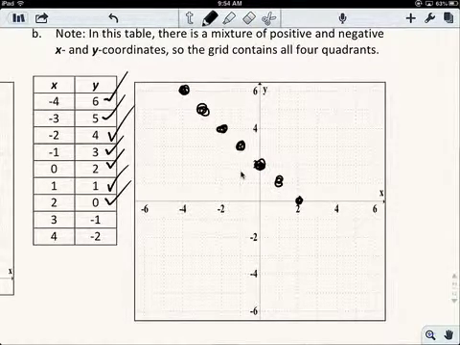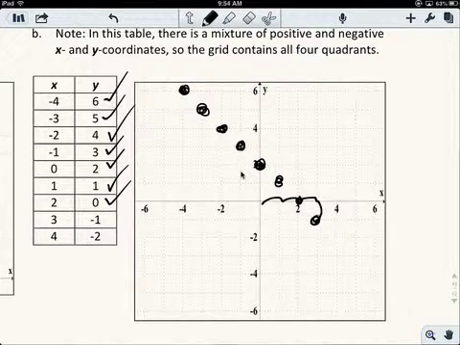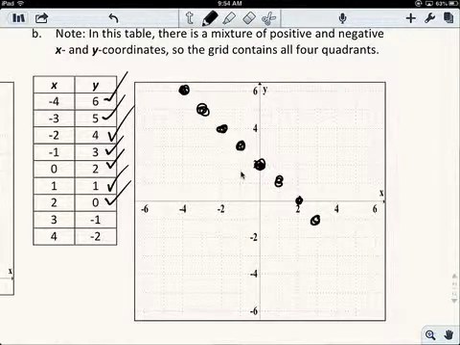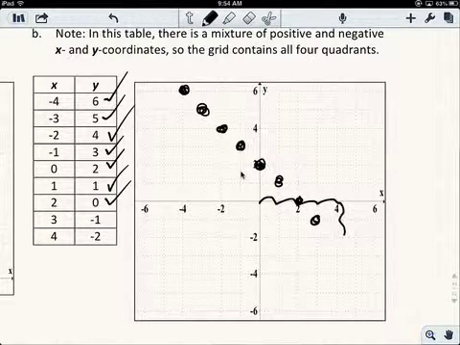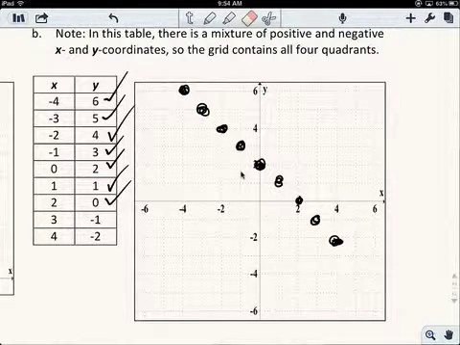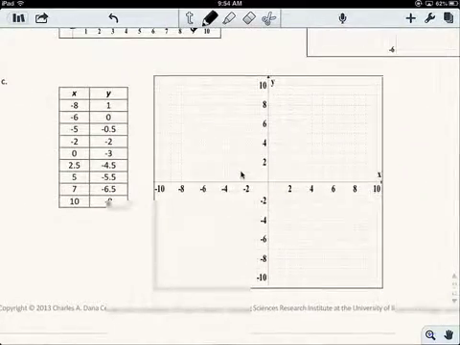All right, now 3, comma negative 1, that's to the right 3, down 1, 1, 2, 3, down 1. And 4, comma negative 2, that's to the right 1, 2, 3, 4, and then down 1, 2. We go down because it's a negative y value. We got this nice linear pattern that showed up. All right, last one.